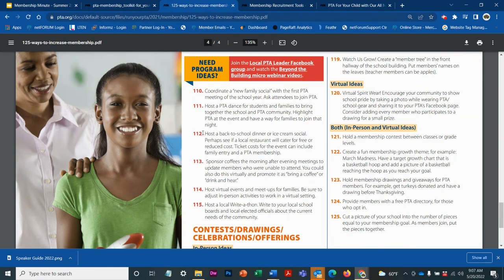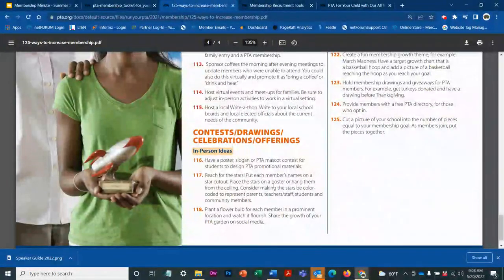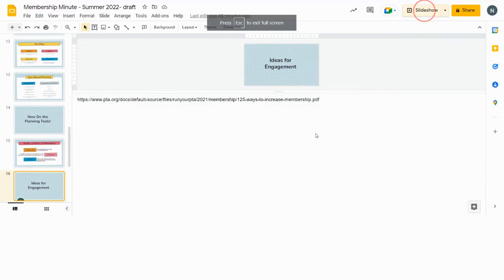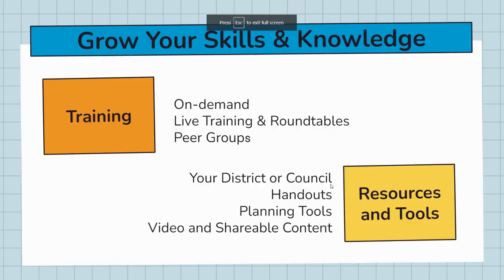I love these. Hosting a back to school dinner or social, see if a restaurant would cater for free. Tickets for the event can include family entry and a PTA membership. Love that. Just love that. So again, this is a really cool little tool, a hidden gem, I think. So then let's get back to the show, shall we?